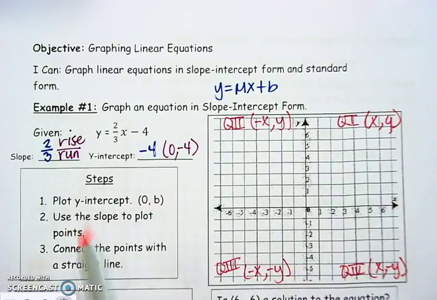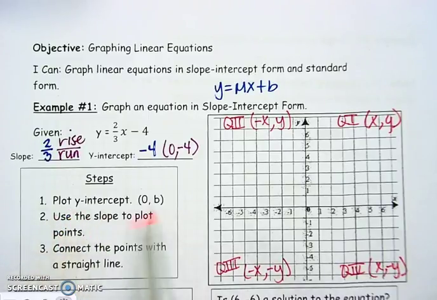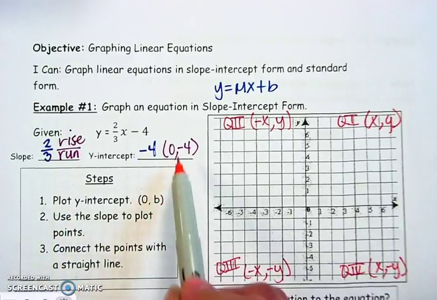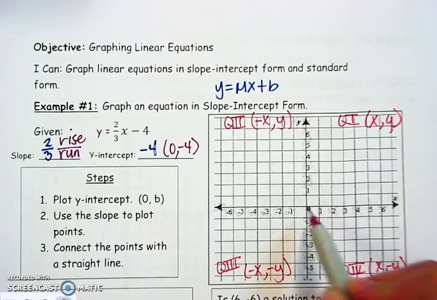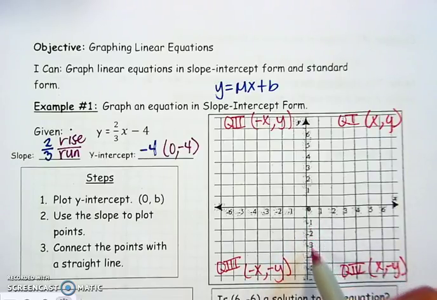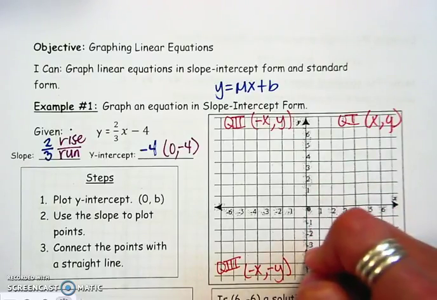From here, we go back to our steps, and they told us to plot the y-intercept. Our y-intercept for this equation is (0, -4). So I plot the point (0, -4). If we move to the graph, we have 0 on the x-axis, and we move down to -4, and we plot our point.